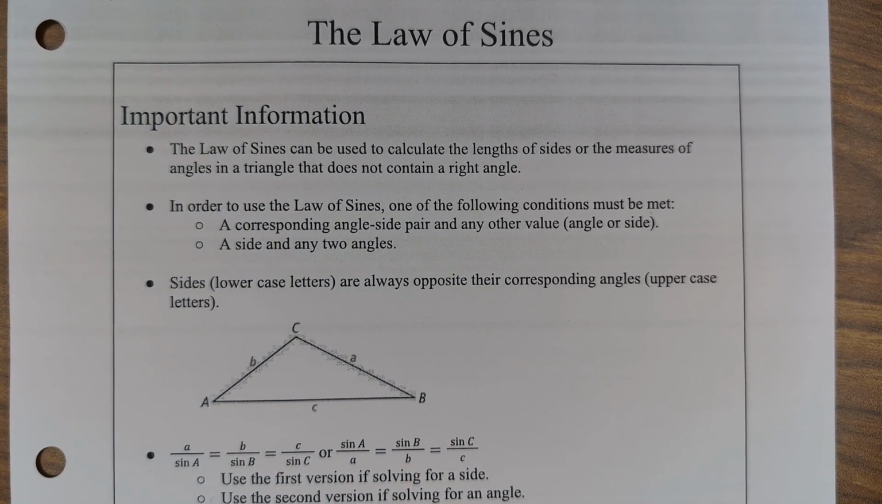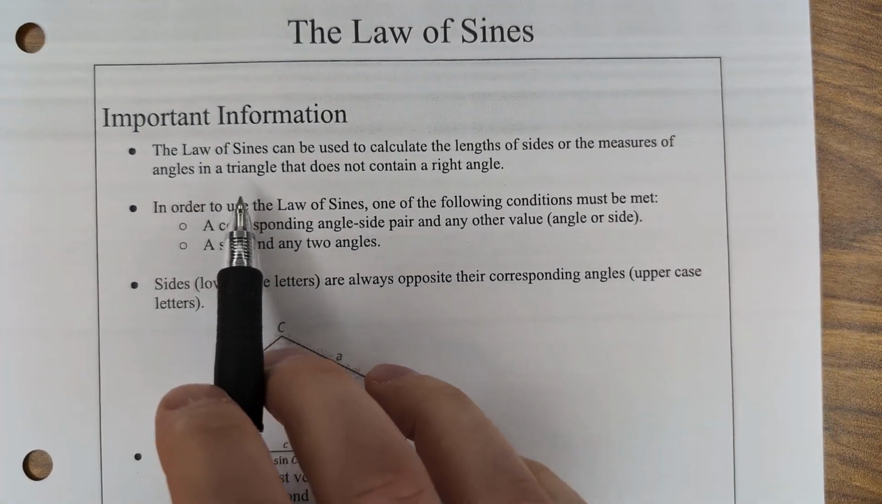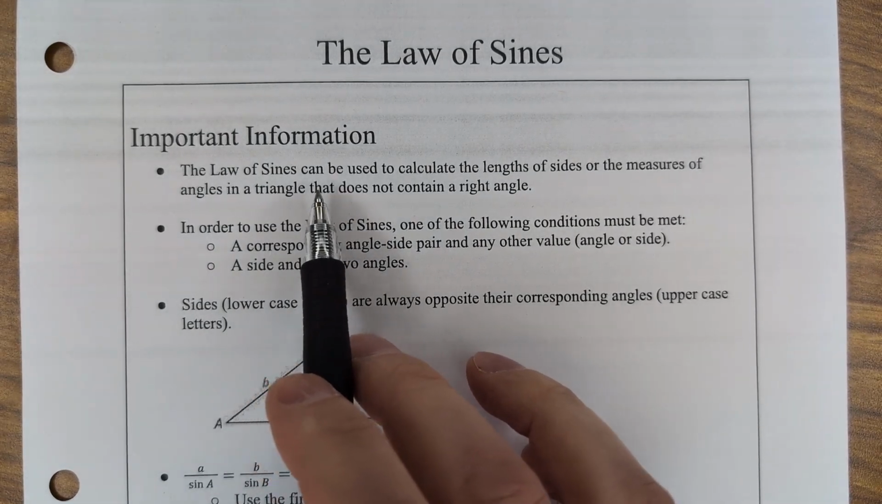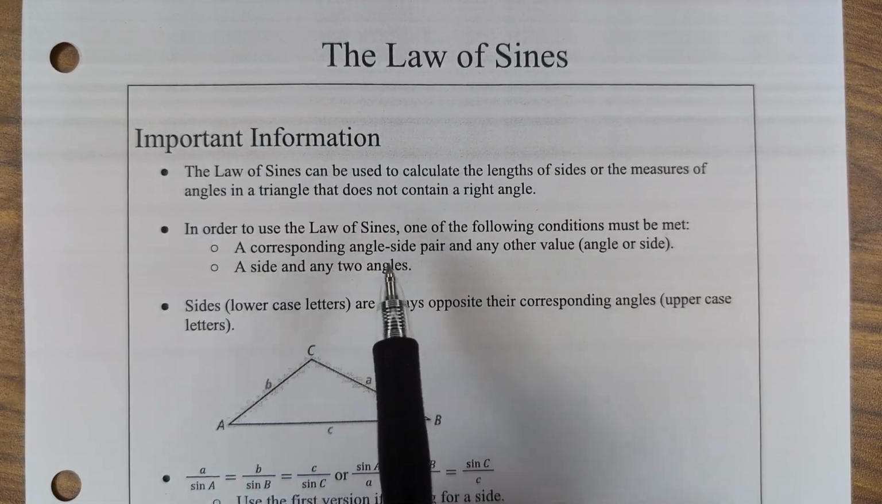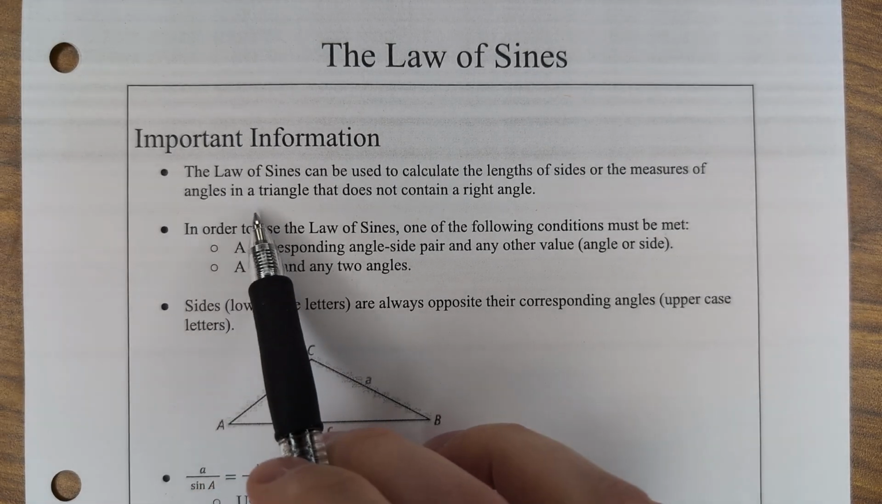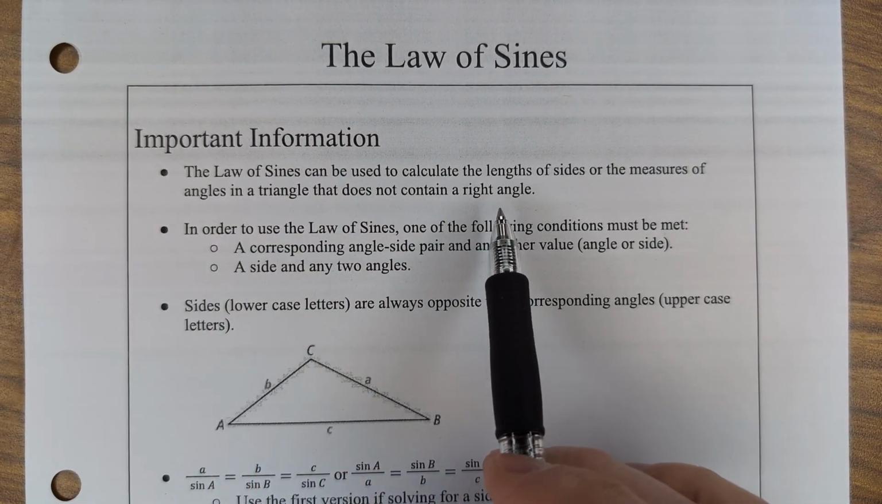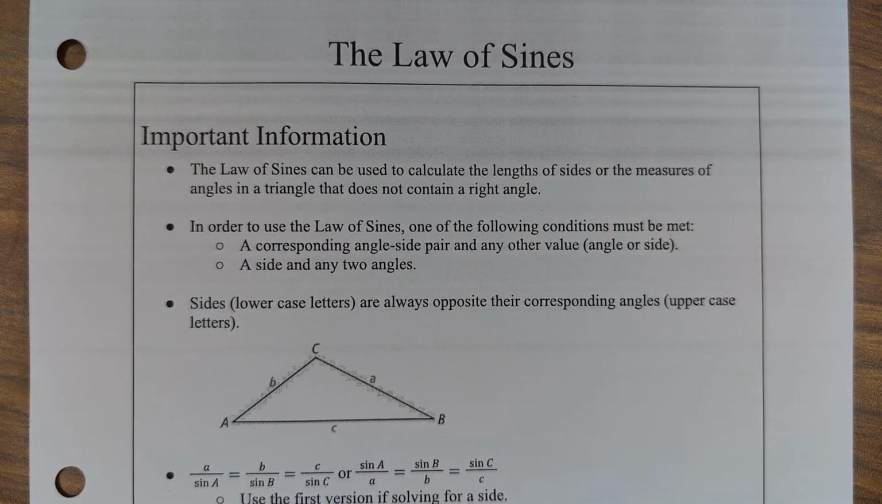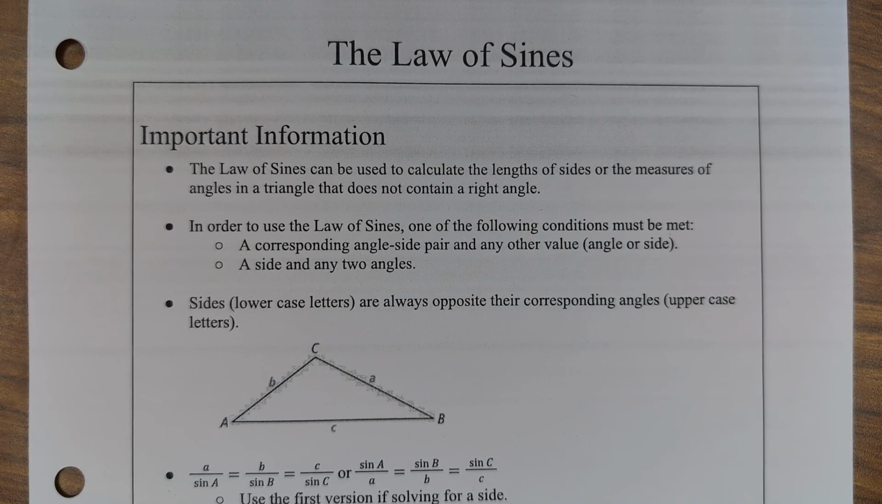All right, we got the notes for law of sines. So law of sines is a series of equations that we can use to calculate the lengths of sides or angles in a triangle that does not contain a right angle. So Pythagorean theorem works for sides if we know our triangle has a right angle, but not all triangles do.